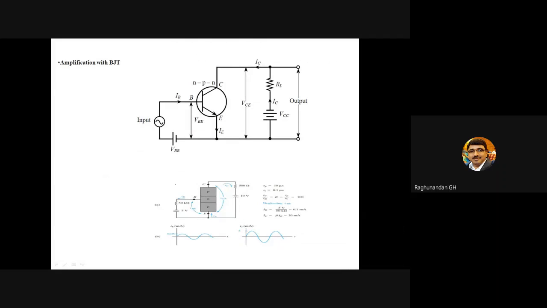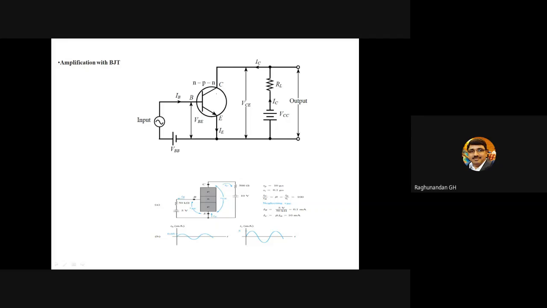Coming to the next topic, amplification with BJT. Whenever an amplification has to be done, the transistor should be operated in common emitter configuration. In common emitter configuration, emitter will be common between the input side and the output side. So here you can see between the base and the emitter we have connected the input signal. This is the signal which you want to amplify and give at the output side. So what kind of transistor are we using here?